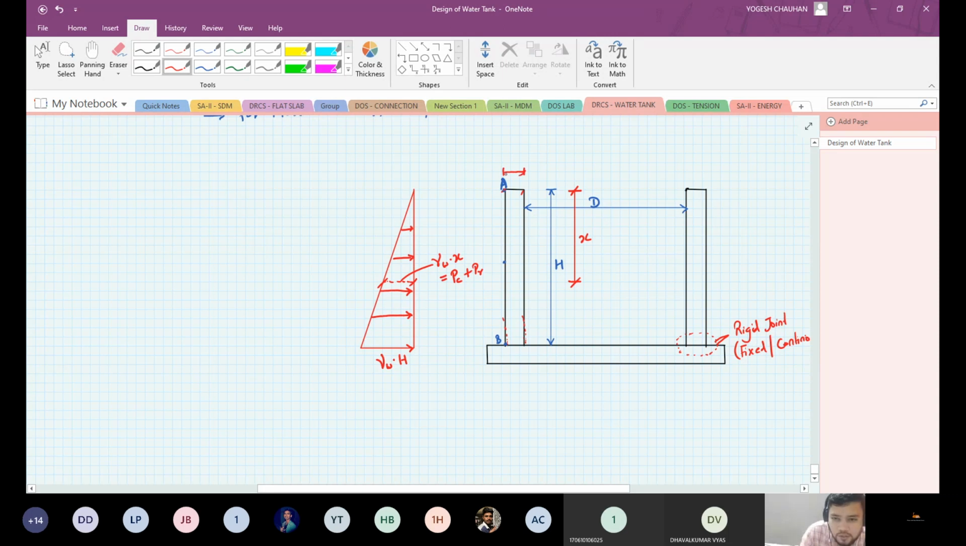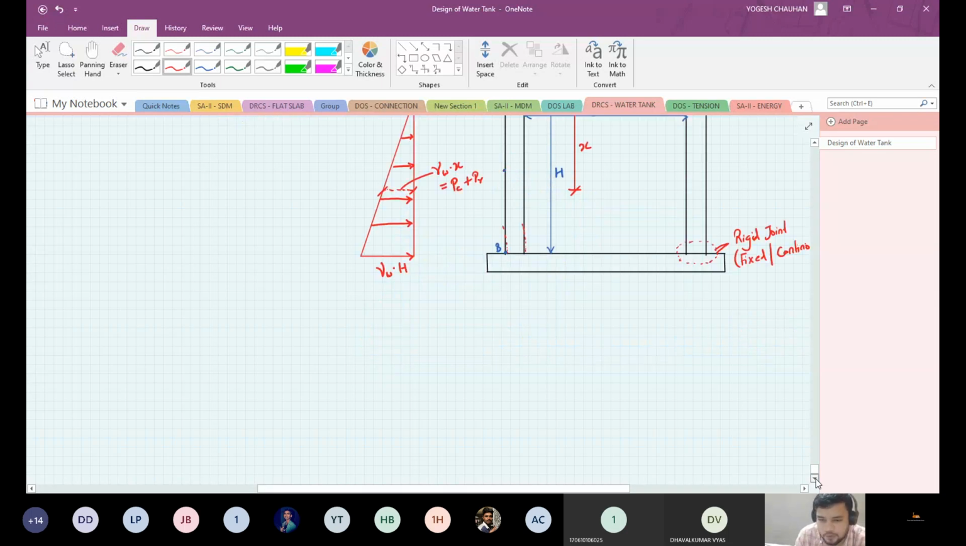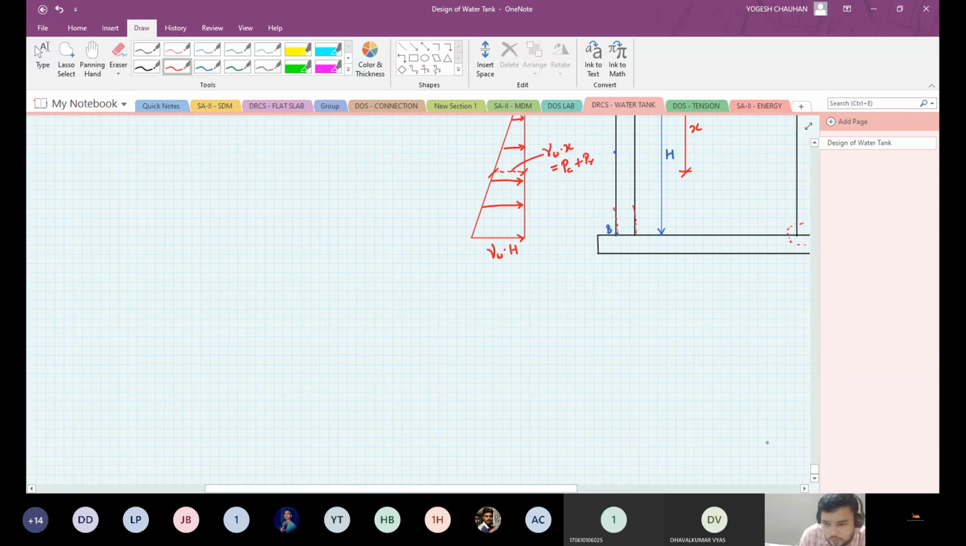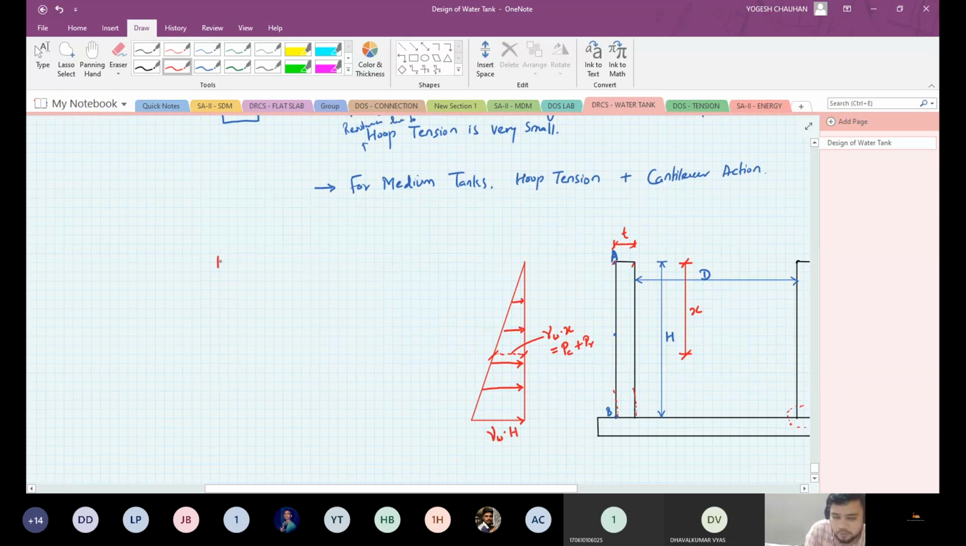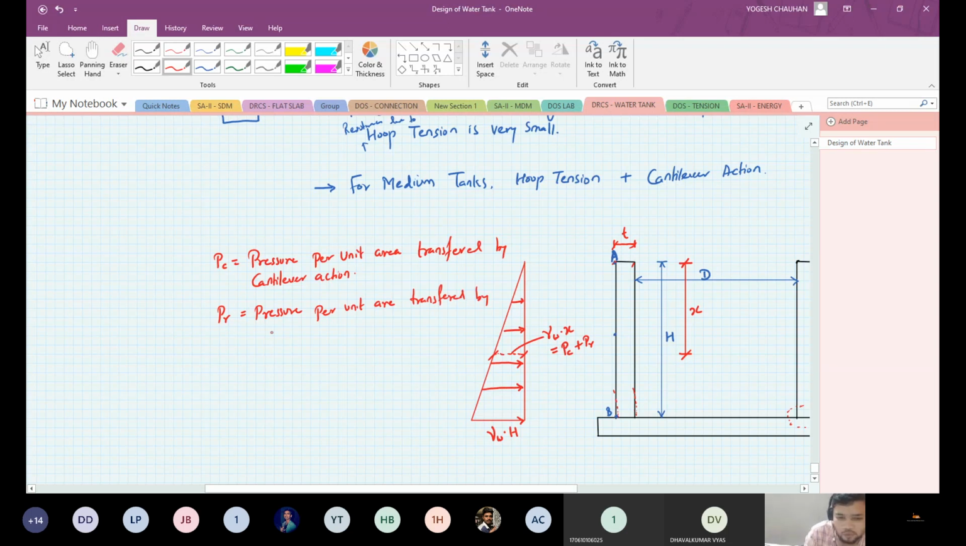Let t be the thickness of the wall. So, writing the different terms: here Pc is the pressure per unit area transferred by cantilever action, and Pr is the pressure per unit area transferred by hoop tension.